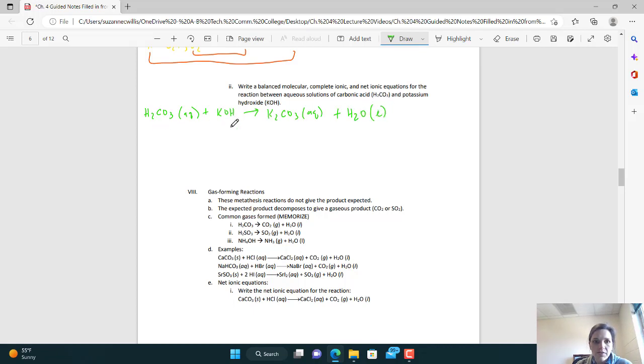Okay, here's what happened with the flippity flap. H and OH came together to make water. K and CO3 came together to make K2CO3. And then I'm going to balance it. 2 Ks, 1 CO3, and we're going to need a 2 here because there's 2 oxygens and 2 oxygens. There's 2 hydrogen and 2 hydrogen to make 4, and 4 hydrogen there. So that is the molecular.